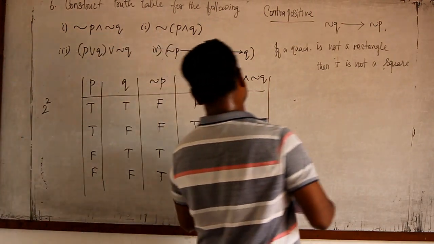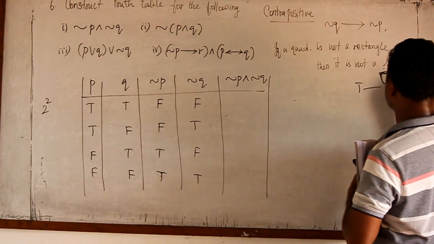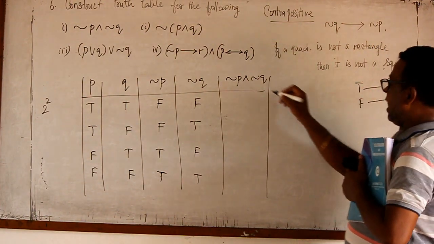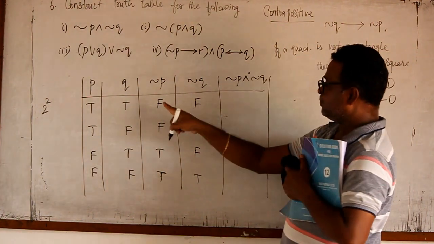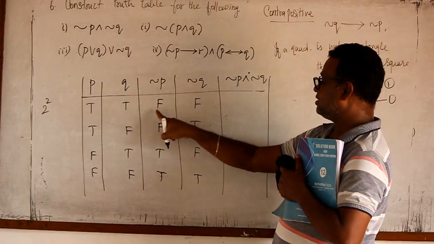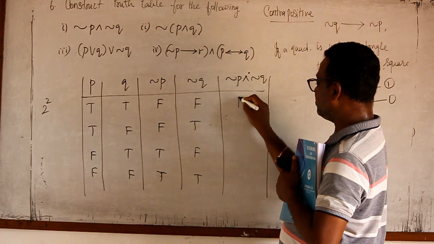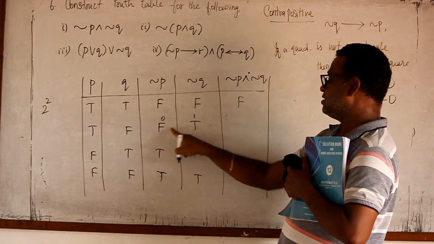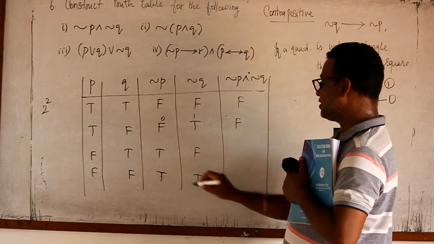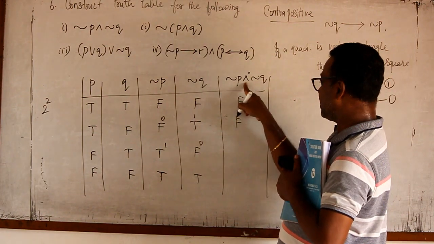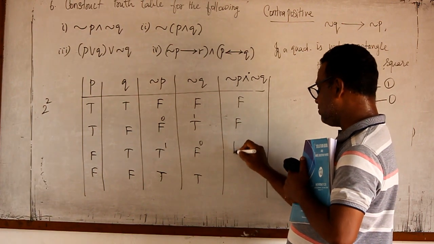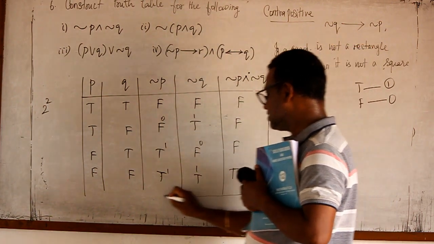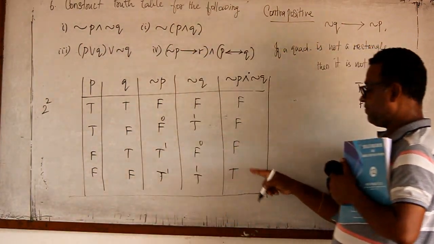I told you to keep T as 1 and F always as 0. And means into. So, these two must be operated. 0 into 0, 0 means false. 0 into 1, 0 into 1 is 0, so false. 1 into 0, cap means into. 1 into 0, 0 means false. 1 into 1 is true. That's all. This is the answer. F, F, F, T.